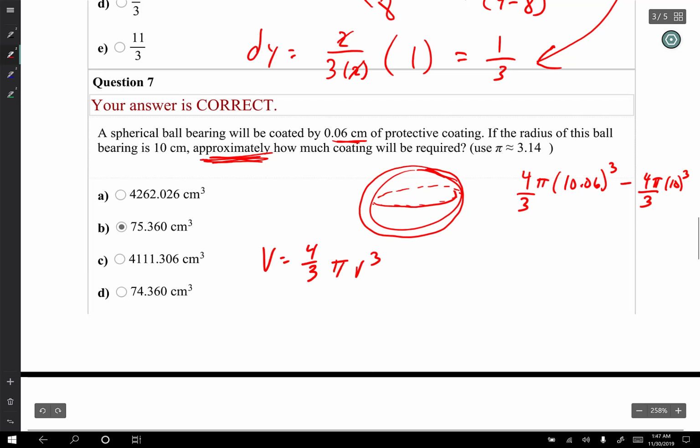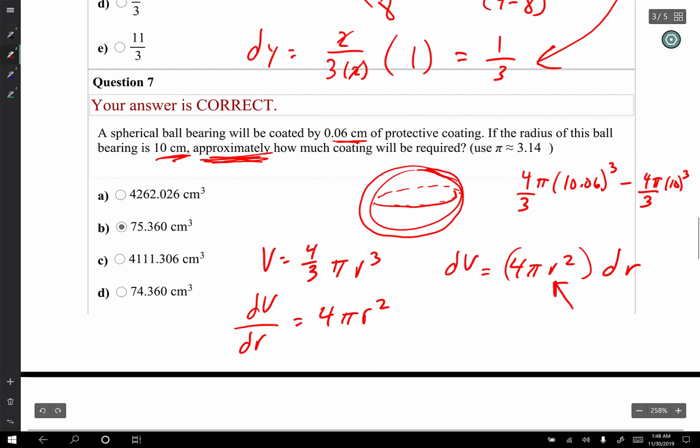4/3 pi r cubed. So you would have to do the 4/3 pi r cubed minus 4/3 pi r cubed, whatever. So this is my volume, and I'm going to find my differential, dV dr, and it comes out to 4 pi r squared, dr. So there it is. So times dr, so my dV equals 4 pi r squared times dr. So here's what I'm going to do. For r, you're going to plug in 10 centimeters. And then for dr, that is your 10.06 minus the 10. So that means 0.06.